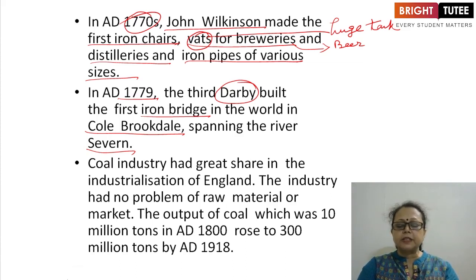The coal industry had a great share in the industrialization. In England, the coal industries had a great contribution. The industry had no problem of raw material or market. The output of coal, which was 10 million tons in AD 1800, rose to 300 million tons in AD 1918. So this coal industry also gave its great share in the industrial revolution during the period of industrialization in Great Britain.